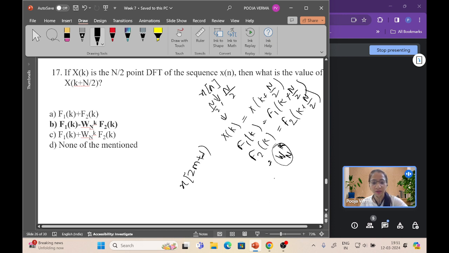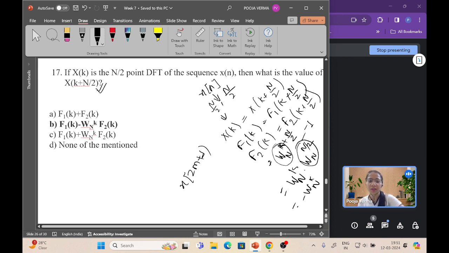So this phase factor, if we add it in the periodicity property, if we add the phase factor N by 2, then we will get W_N^k multiplied by W_N^(N/2), and this value is minus 1, so it will be adding W_N^k, in order to follow the periodicity property. So here we will get F1(k) minus W_N^k F2(k). Okay, so the correct option will be B only.